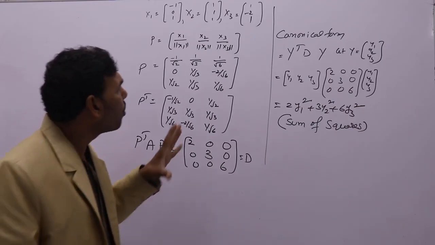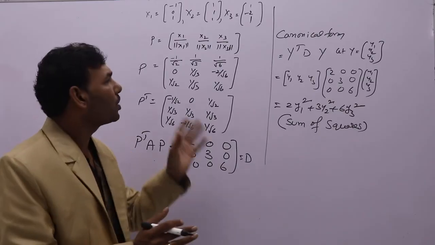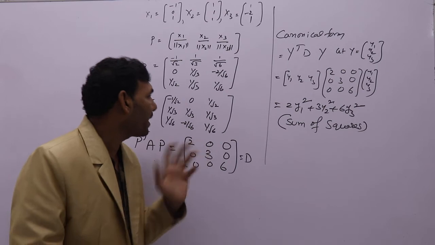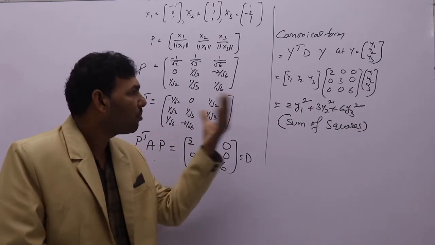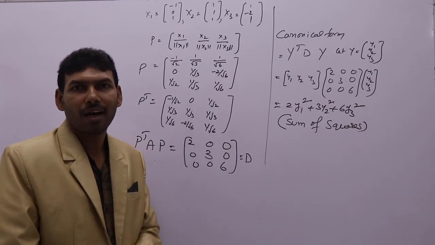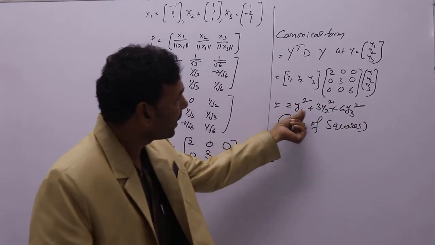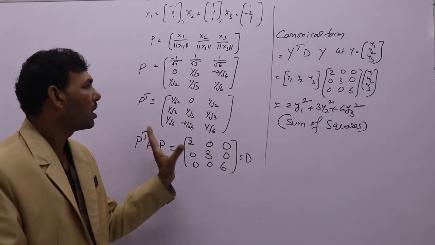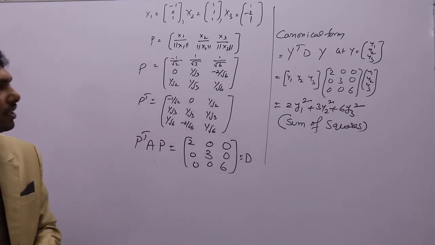I said so many shortcuts, use all these shortcuts so that you can solve this problem in less time. Otherwise, it will take much time to solve the problem, maybe 30 minutes also. Take help of a calculator and use these techniques to write the canonical form. Okay, are you clear how to reduce a quadratic form to canonical form?